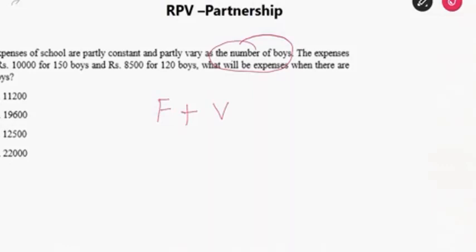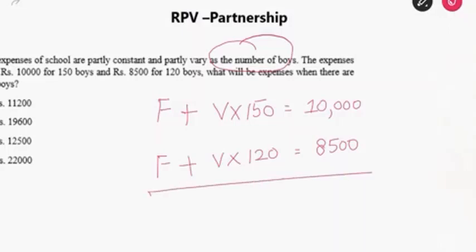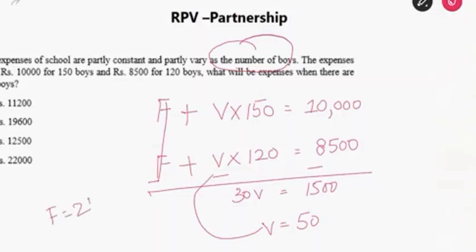The expenses were rupees 10,000 for 150 boys, it seems. So for 150 boys, the total expenses will be 10,000. Second, the fixed cost will be the same for the school. Now there are 120 boys, and 120 into variable cost will give 8,500. Now two equations are framed. Simplify this. Fixed cost will get cancelled. 30b is equal to 1500. So variable cost is 50. Substitute this b in any of the given equations. You will get fixed cost as 2,500.